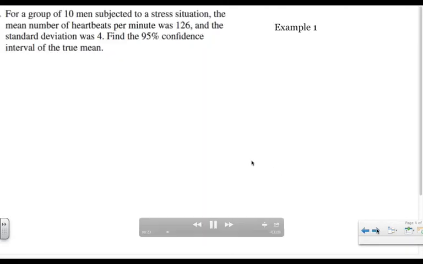So here we go, example 1. It says, for a group of 10 men subjected to a stress situation, the mean number of heartbeats was 126, and the standard deviation was 4. Find the 95% confidence interval of the true mean. So I want you to realize 10 is a very small sample size. So if your sample is less than 30, you must use a t-distribution. The standard deviation is known, but the sample size is very small. Most of the time, this is our trigger. So if you have less than 30, you use a t-distribution. If you have more than 30, you will use a normal distribution.